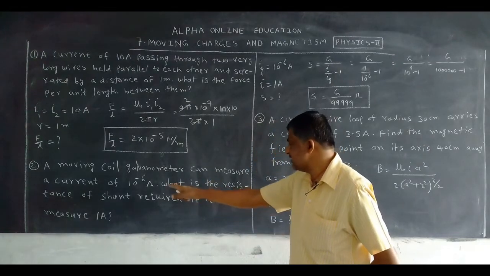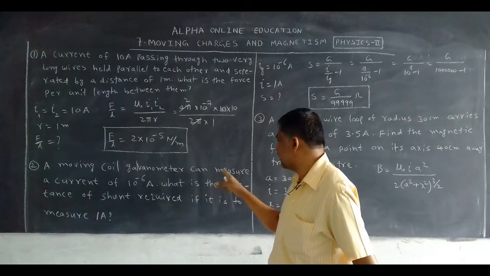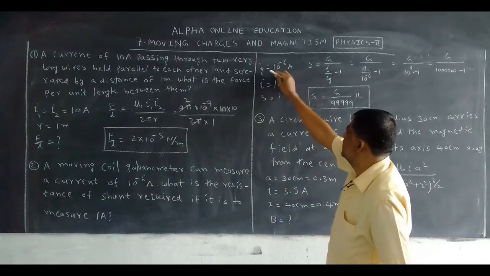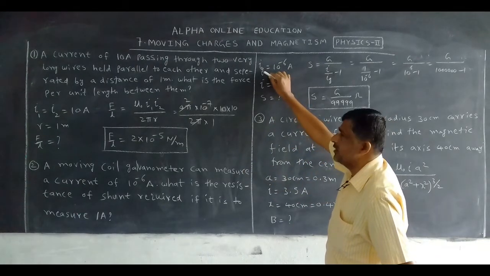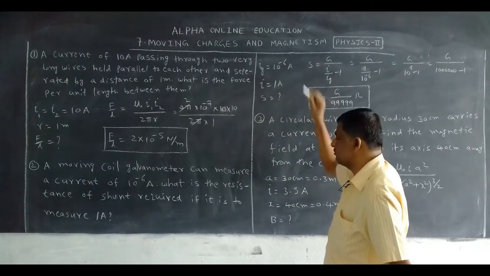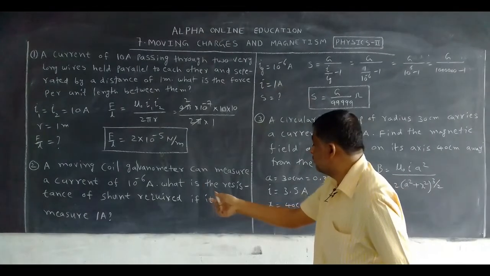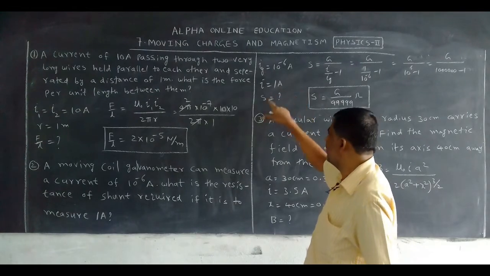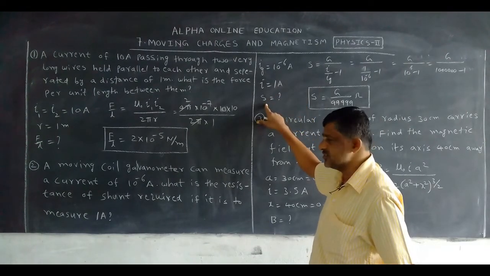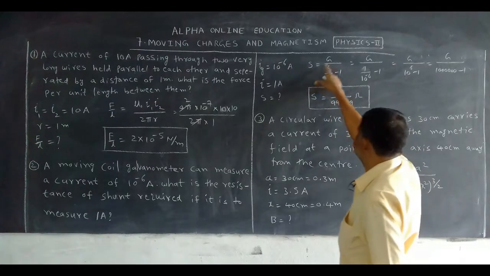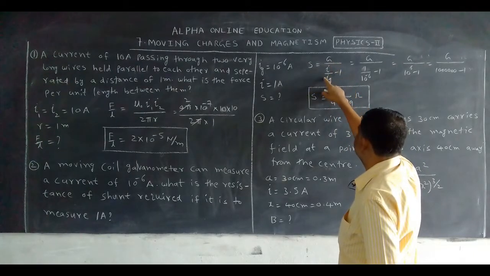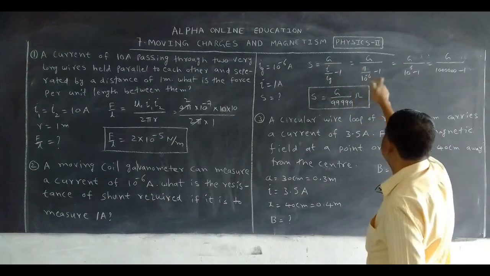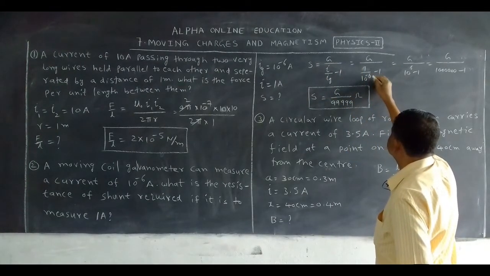The data is: the galvanometer can measure a current of 10 to the power of minus 6 amperes. The galvanometer current Ig = 10 to the power of minus 6. But the total current measured is 1 ampere. Now what do you want to calculate? Shunt resistance. What is the principle of shunt? S = G by (I by Ig minus 1). What is the I value? 1. What about the Ig value? 10 to the power of minus 6.